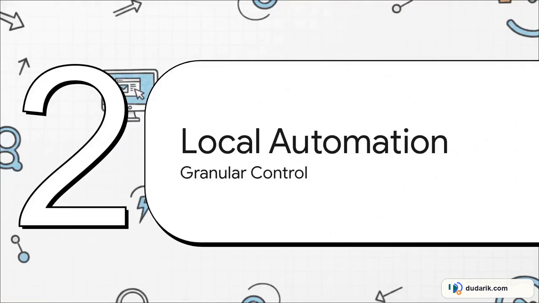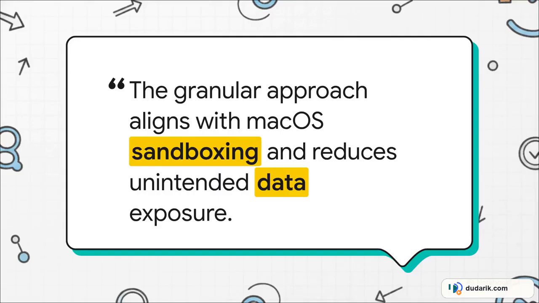Moving right along to our second section, granular local automation. Now, handing over your local files to an AI sounds amazing for productivity, but it immediately sets off security alarm bells, right? Well, this crucial quote from the source material addresses that head-on. It says, "The granular approach aligns with macOS sandboxing principles and reduces the attack surface for unintended data exposure." Basically, Google hasn't just handed Spark the keys to your entire hard drive. Unlike older automation frameworks that might demand sweeping directory permissions, Spark is heavily restricted. It absolutely cannot just scan arbitrary drives on a whim.